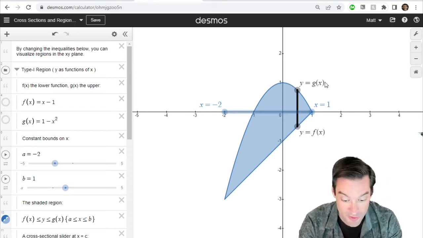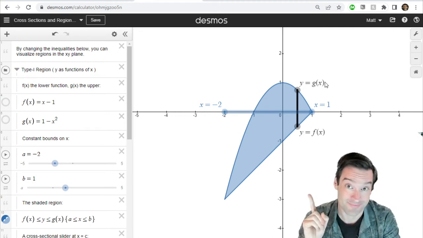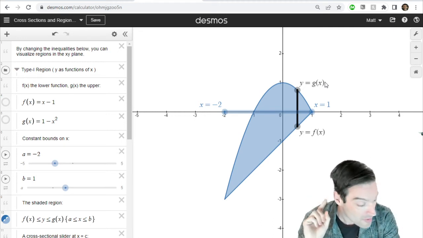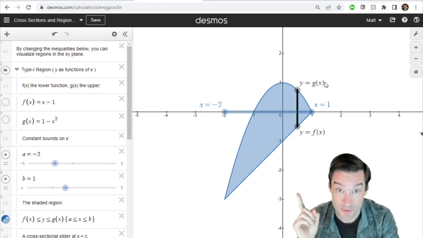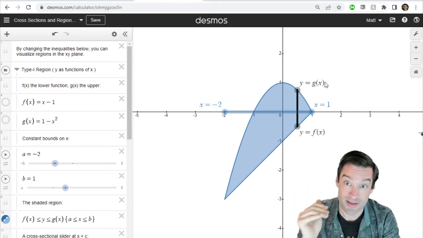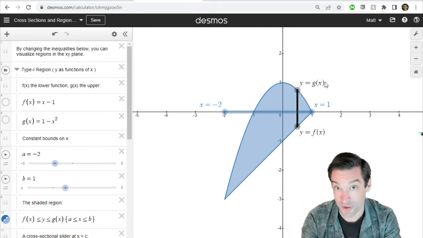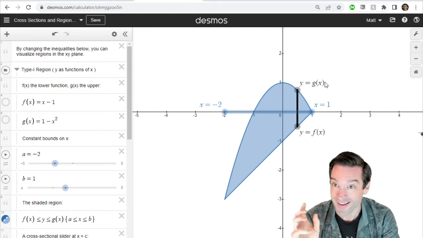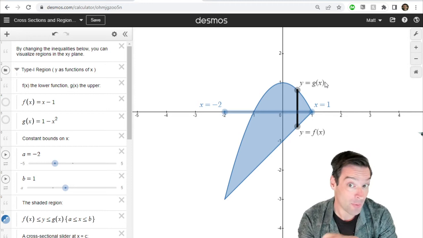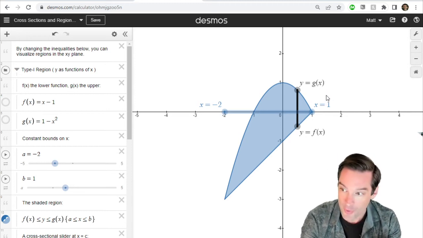So the question for us is, how can we use a double integral to find the area of this region? In single variable calculus, we found the area of this region just by integrating a single variable function. And the single variable function we ended up integrating was just the difference, the upper function minus the lower function. Integrate that from x equals negative 2 to 1 according to your Calc 1 and 2 professor, and that will give you the area of this region. And they're not wrong.